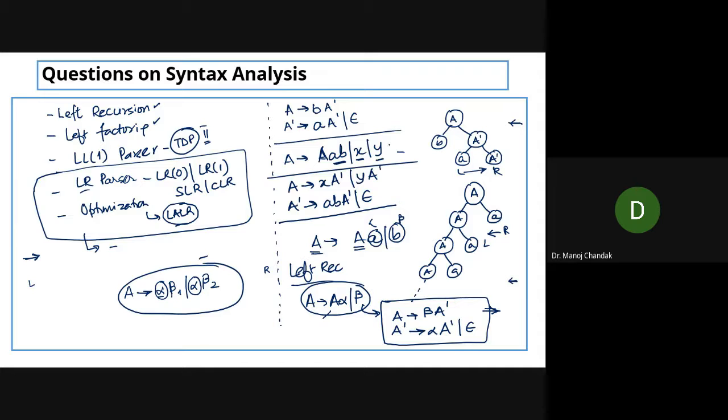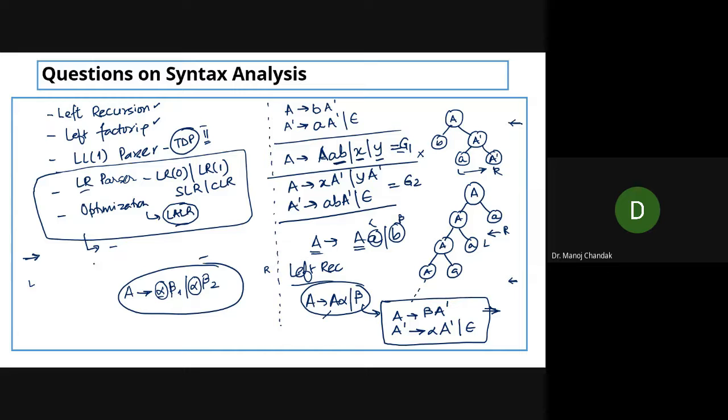So the grammar which is here, this is G1 and this is G2. Both are the same. Only difference is one will grow from right to left, so this is not permissible, and one will grow from left to right, which is permissible.